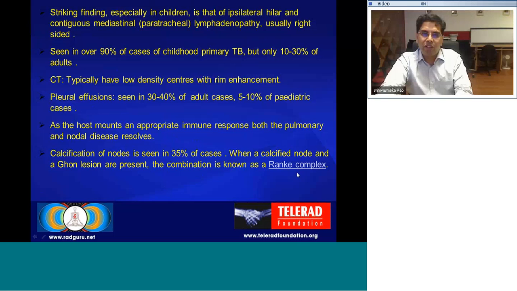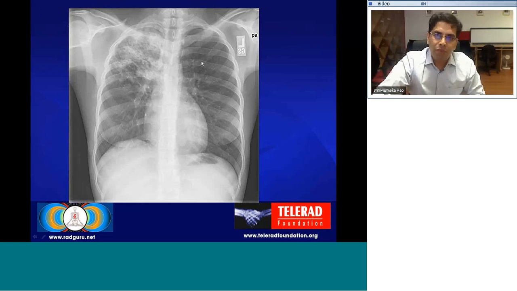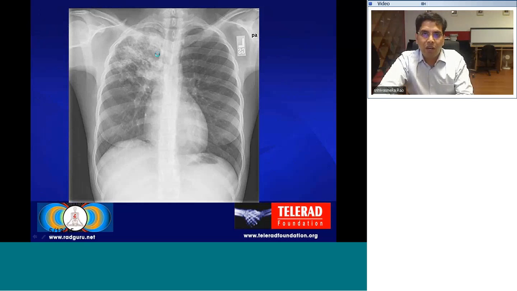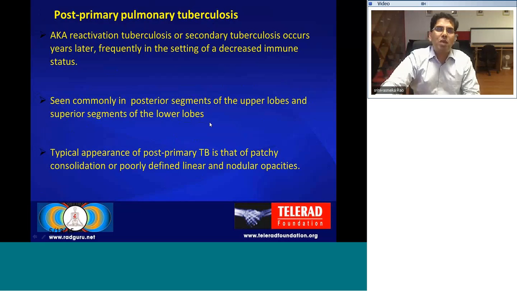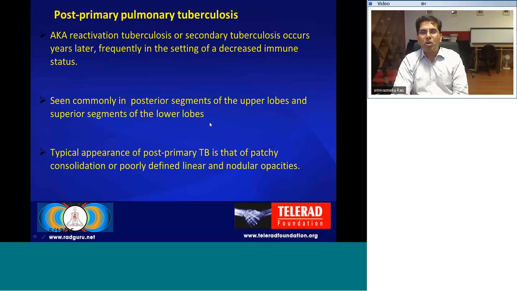Just for a theoretical part, this is how it can present. The primary tuberculosis can present as, this looks like a lobar pneumonia in the right upper lobe. It can present in any form. As I said, it could be a small focus hiding somewhere, or a lobar pneumonia, or a subsegmental consolidation, etc. So post-primary is also called reactivation tuberculosis, and most commonly seen in adults.